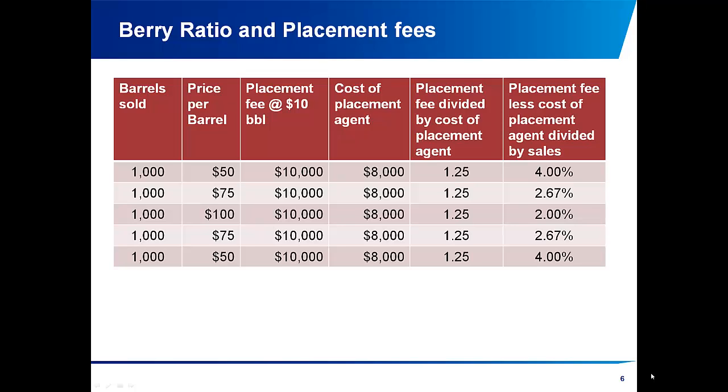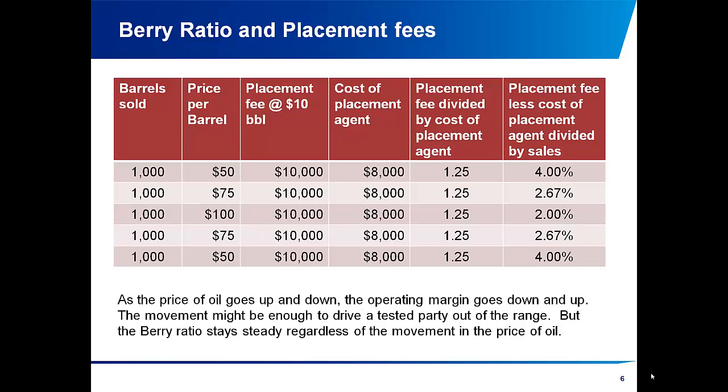So when we calculate out the profit level indicators in these two cases, in our column where we have the placement fee, which is effectively the gross profit, divided by the cost of the placement agent, which is our operating expense, we see that in all 5 periods being measured here, our measure is a constant 1.25, and that's our Berry ratio. But if we look at the placement fee less the cost of the placement agent divided by sales, so we're looking at the operating profit divided by the sales level, that number starts at 4%, drops down to 2%, goes back up to 4%.